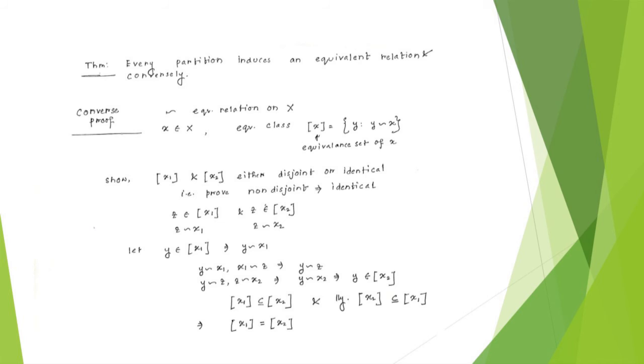Now y, what is the element y? Y was chosen arbitrarily in the equivalence class x1, and we proved that y is in the equivalence class x2. So we can say that equivalence class x1 is a subset of equivalence class x2. By the same reasoning we can always show that the equivalence class x2 is a subset of equivalence class x1, and from this we can conclude that the equivalence classes x1 and x2 are the same.